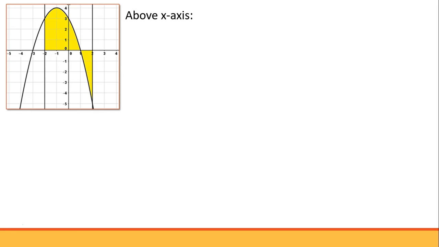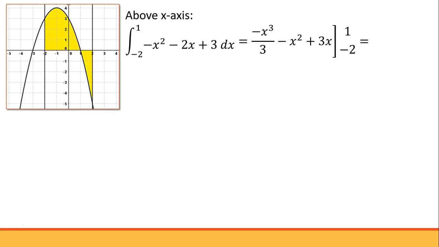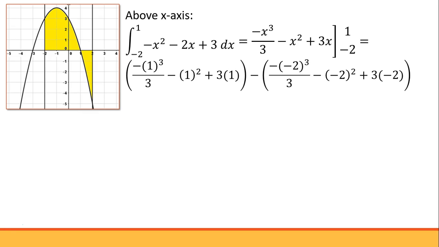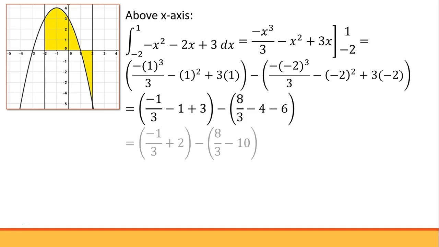So let's start by finding the area above the x-axis. For that part of the graph, our x-coordinates were between -2 and 1. So if we integrate from -2 to 1 our function, and then evaluate at 1 and at -2, and subtract those two values, we'll find that the area above the x-axis is 9 square units.